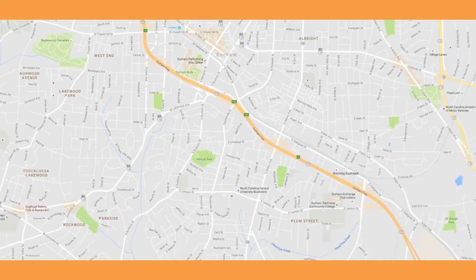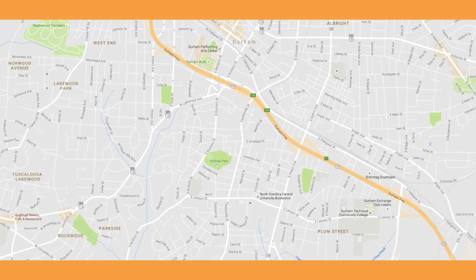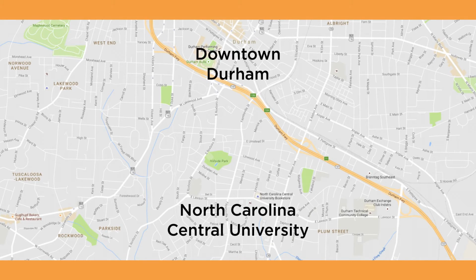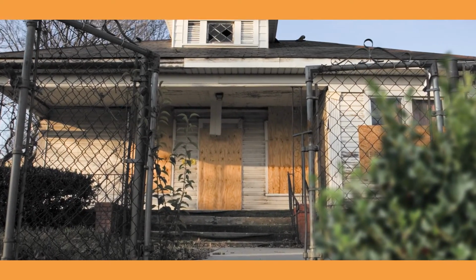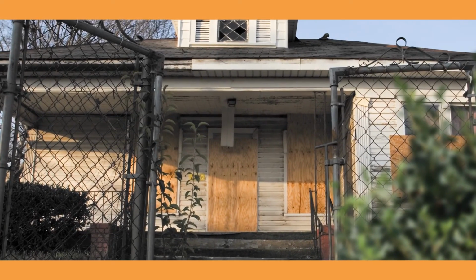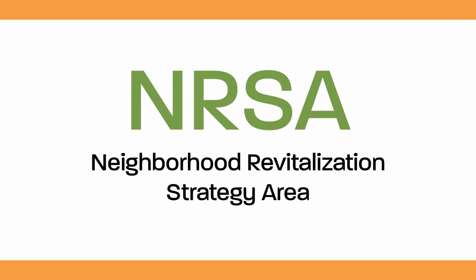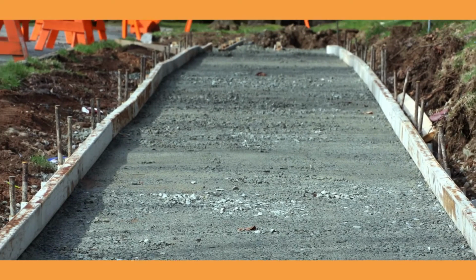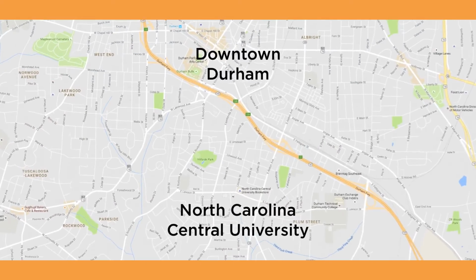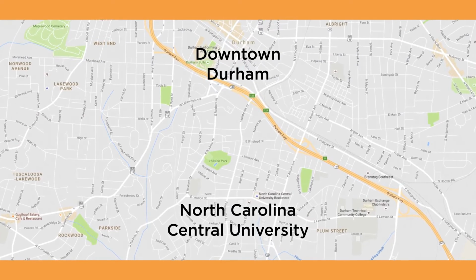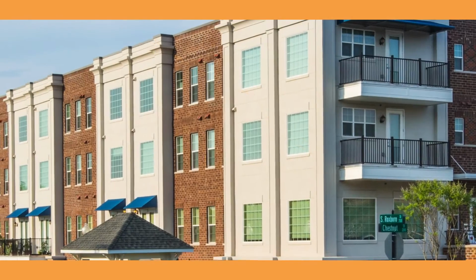In another example, Durham, North Carolina targeted investment in an area of 125 acres located between downtown Durham and North Carolina Central University. The area was characterized by dilapidated housing stock, high vacancy rates, and poverty. They decided to create NRSA, a neighborhood revitalization strategy area, to revitalize this area through a combination of infrastructure improvements, housing rehabilitation, and new housing construction. By focusing on a targeted geographic area, pursuing multiple strategies, and leveraging investments, Durham worked to address the needs of this community and revitalize the neighborhood.